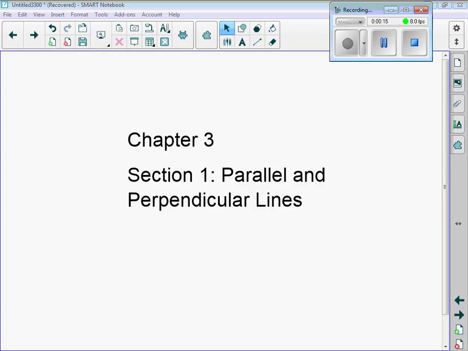So we're starting chapter 3, and you are going to be seeing the lecture part at home on the computer, and then you'll be coming to class and we'll be able to work together on problems. And you should already know when you come to school then what you're supposed to be doing.